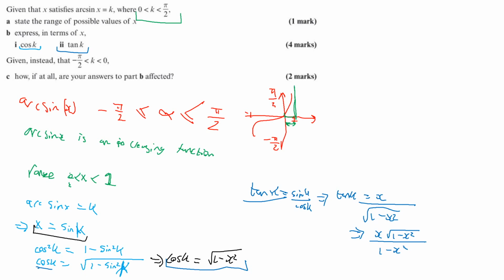Finally, given that instead k is between negative pi over 2 and 0, how will that affect the answers to part B? All it means is that instead of looking over here, we're now looking over here. Okay?